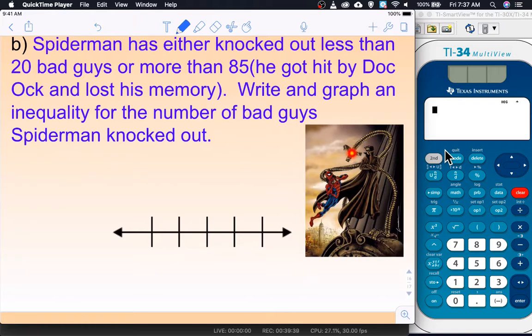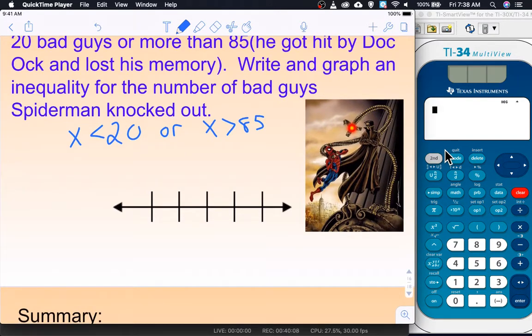All right, so either less than 20 or more than 85. And it's an or, so we can write it like this. So, or. There's no solving needed in this. It was just writing the inequality, and now we graph it.